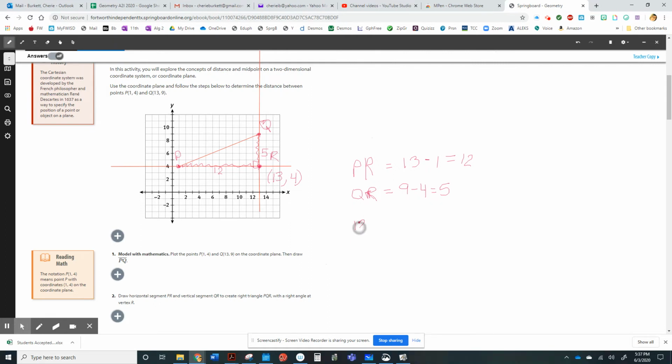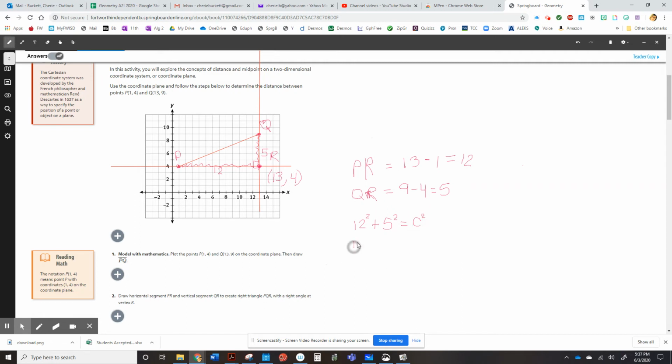To find the length of the hypotenuse of a right triangle, we take the length of one of its legs, which is 12, and you square it. And then you add that to the length of the other leg, which in this case is 5, and you square it. And you add those two together, and you will get the length of PQ squared. So what should we do? Call that C. A squared plus B squared equals C squared.